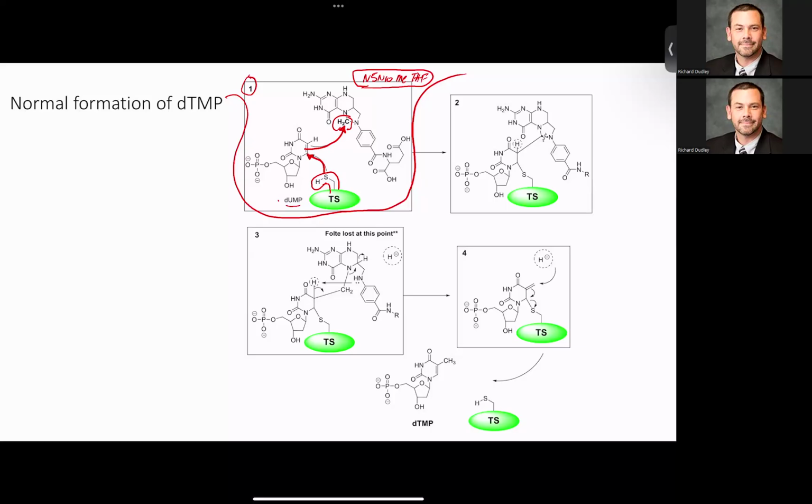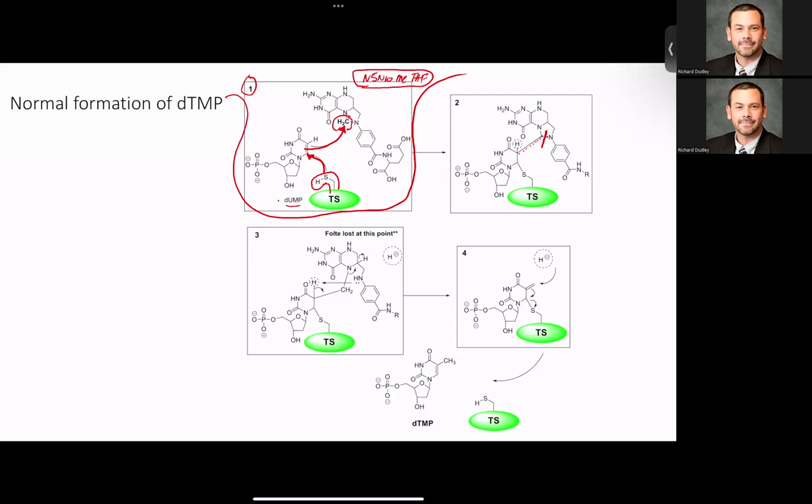When this attack has occurred, what you have is this transient bond between the enzyme, uridine monophosphate, and then the folic acid cofactor. However, when those electrons attack, it's going to cause this bond between the methylene carbon and then the nitrogen to break. Okay. And then when that bond breaks, this is where the magic happens. It gets really, really interesting here.